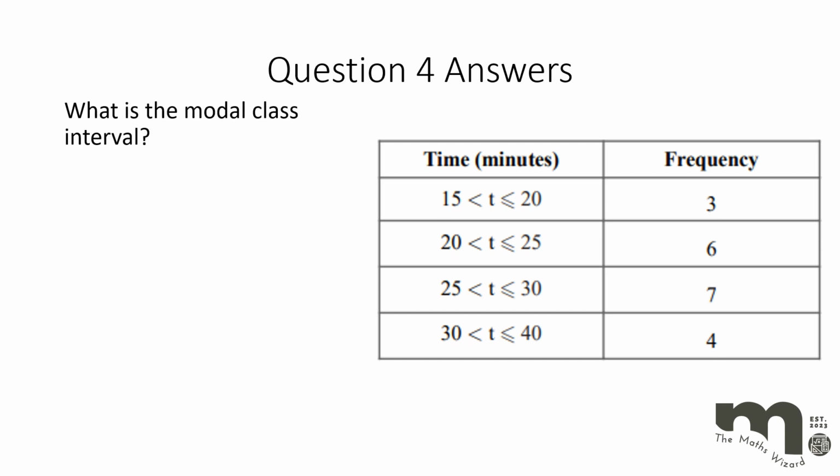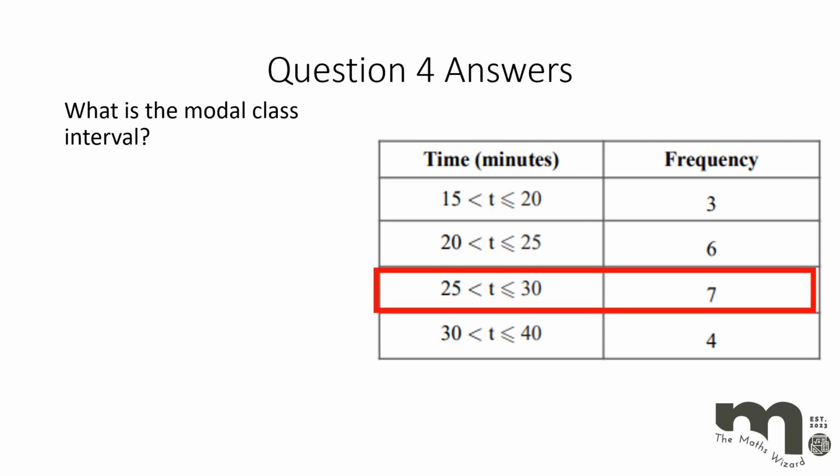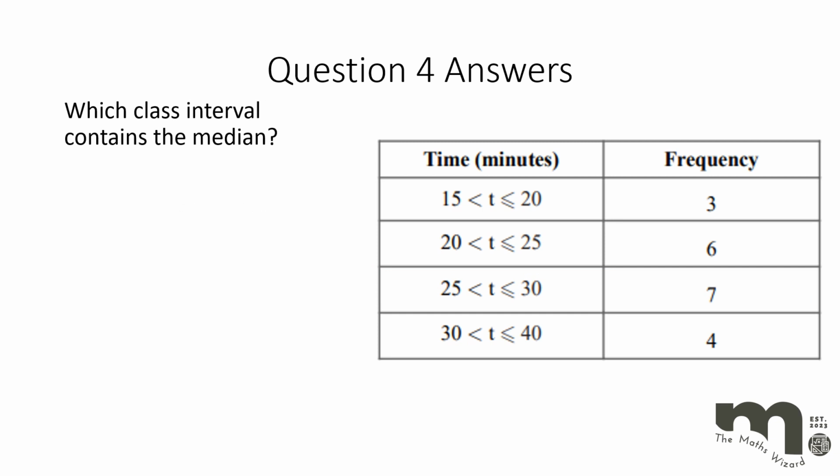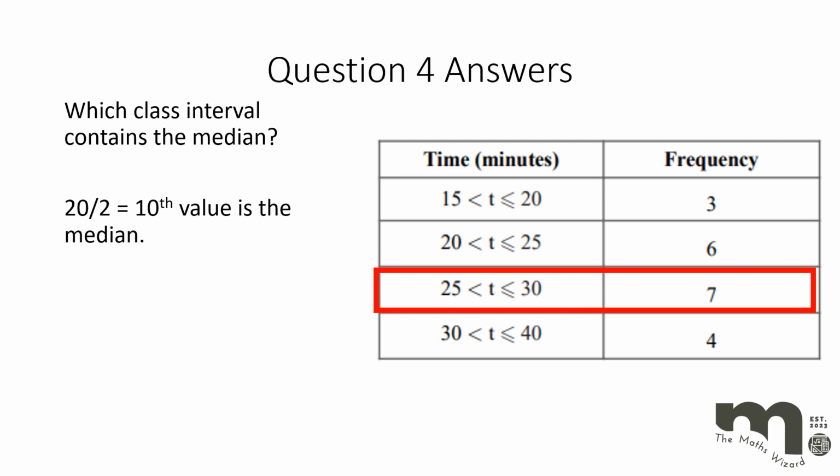Okay, modal class interval, nice and easy on this one. It's got to be that one because that has the highest frequency. And median, we've got 20 values, remember, so if we do 20 divided by 2, that tells us our 10th value has got to be the median, and we'll see that that appears in there because we've only got the first 9 values in the first 2 intervals.